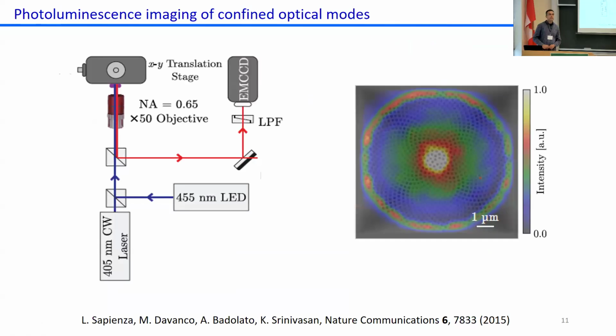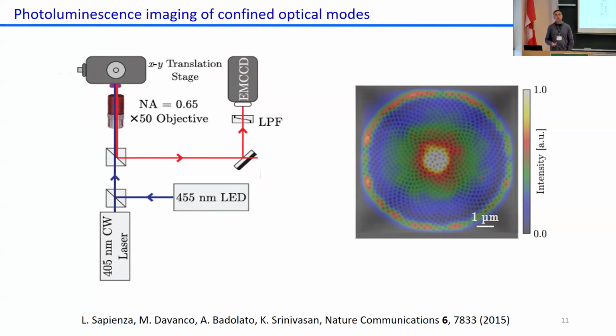So then what we do is that we look at photoluminescence images to visualize the confined optical modes. This is a very simplified schematic of our setup. It's a confocal microscope. We are illuminating our sample, in this case with a 455 nanometer light emitting diode, and the sample is sitting on a translation stage. We focus down the LED light with an objective, and we collect with the same objective, and then send the emitted light onto an EMCCD camera.